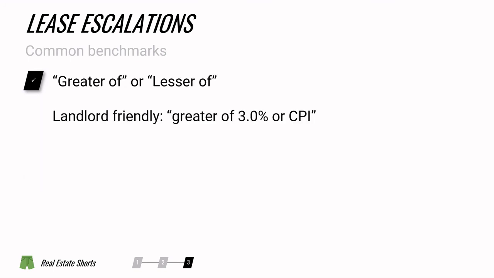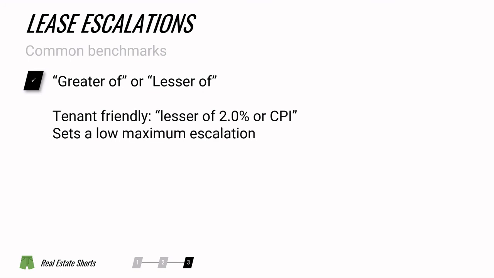Now, the final point here is having a ceiling and a floor or language that speaks to the greater of or lesser of. So the landlord or owner friendly perspective is the greater of 3% or CPI. So you set a very high minimum. Now, you could also go the other direction and say, let's go tenant friendly, where you have a very low maximum. So the lesser of 2% or CPI as an example.